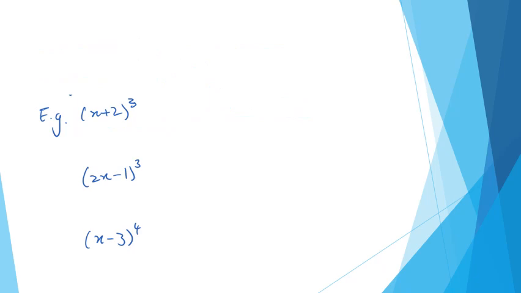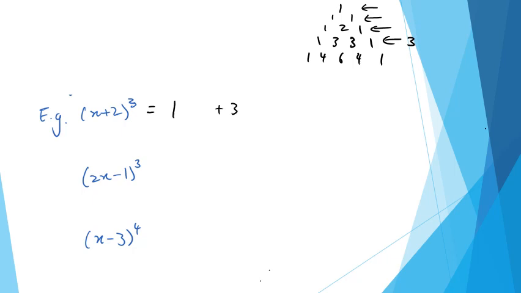So what does that mean? When we're expanding these, we just need to know what part of the triangle we're up to. So I'll quickly put the triangle up the top here. This is 0, 1, 2, 3. So this is to the power of 3, so we're going to use the fourth line. So we know it's 1, 3, 3, and 1.